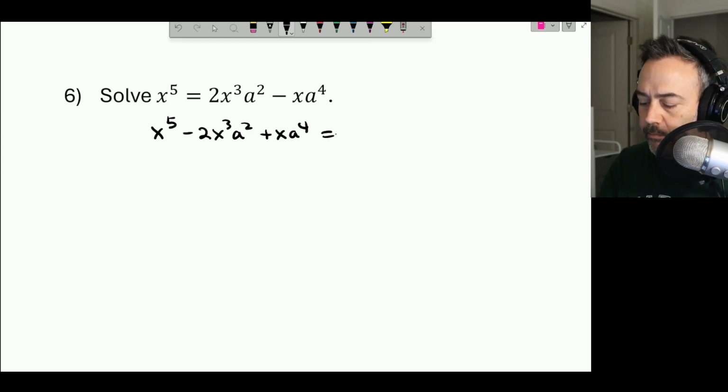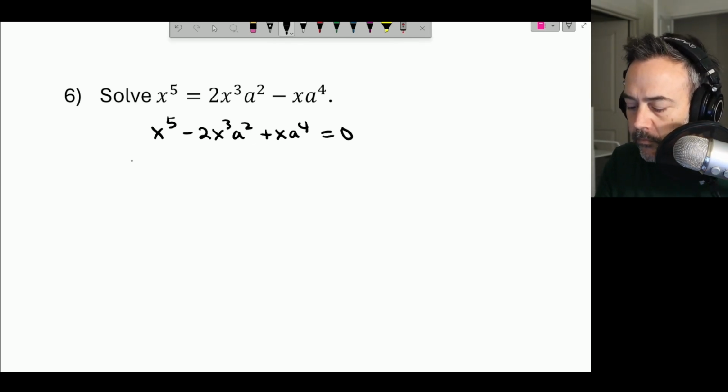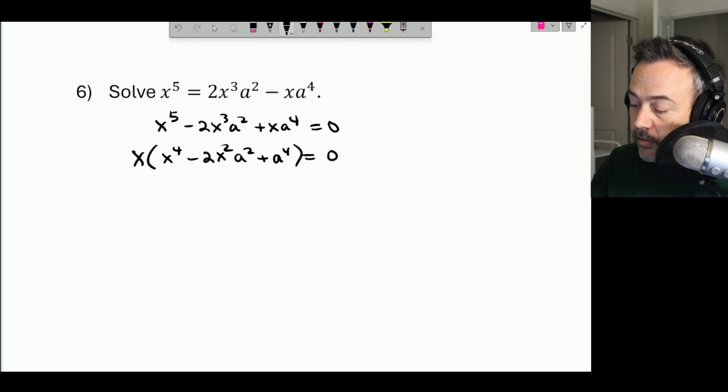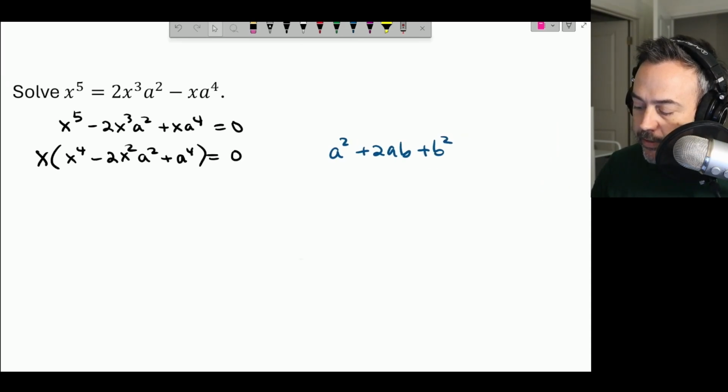Remember to never divide both sides of an equation by the variable. Always keep everything and factor. We'll factor out one factor of x because that's all these have in common. I get an x to the 4th minus 2x squared a squared plus a to the 4th equals 0. This is a special product in hiding. This is a squared minus 2ab plus b squared. And we know how that factors.